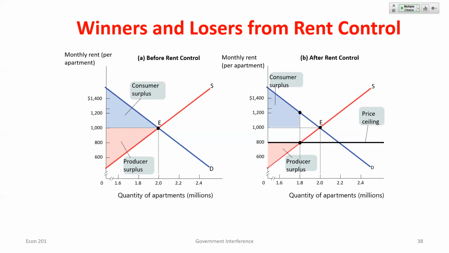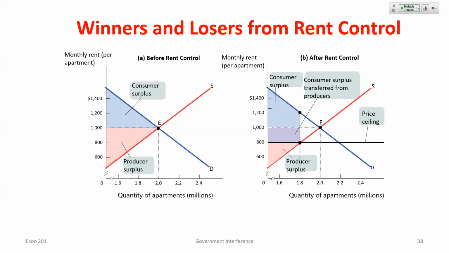Right? But for consumers, I can think about what they gain. The individuals who are still able to purchase or rent an apartment, for these 1.8 million people, their surplus before was the difference between the demand curve and $1,000 of rent. Now their surplus is the difference between their demand curve and $800. So for those consumers who are still able to rent an apartment, they're better off. Their surplus increased.